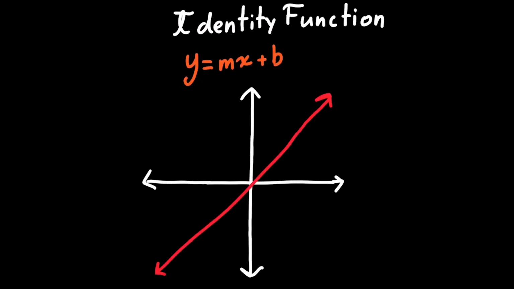So first off, we have the identity function, which is just a straight line that either goes up or down. Its most basic form, and the most common form that you'll see it represented, is y equals mx plus b, where this m term denotes the slope of the line, and this b term denotes the y-intercept, or the point at which the graph intercepts the y-axis.